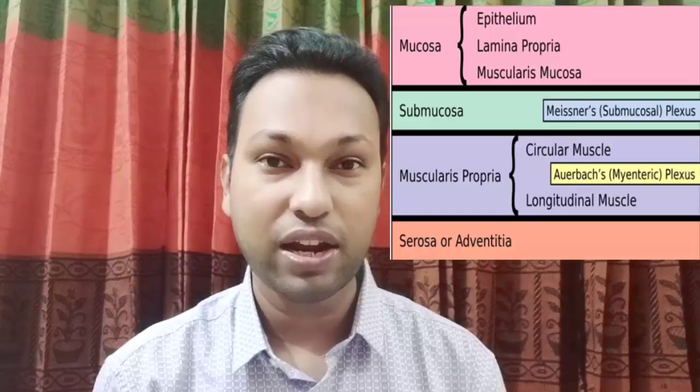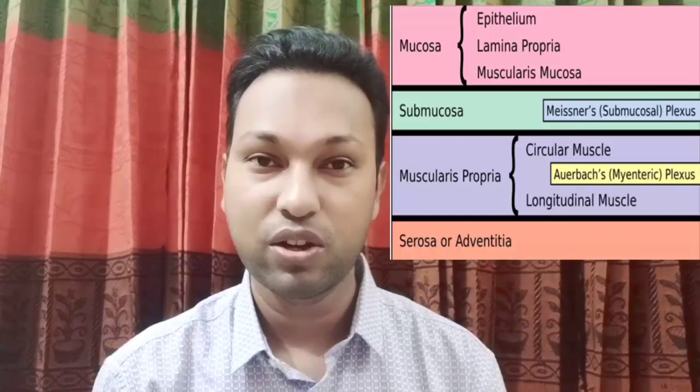Number 1, that is degeneration of the ganglionic neuron of the myenteric plexus or Auerbach plexus. What is myenteric plexus or Auerbach plexus? This plexus lies in between the inner circular layer and outer longitudinal muscular layer of the esophageal wall. So number 1 is the degeneration of the ganglionic neuron of the myenteric plexus or Auerbach plexus.